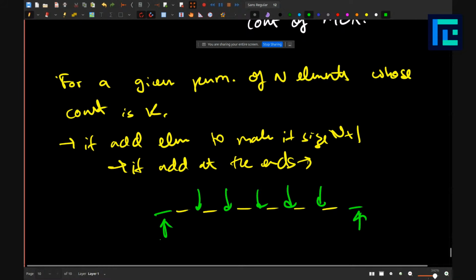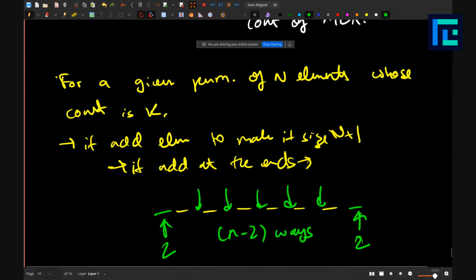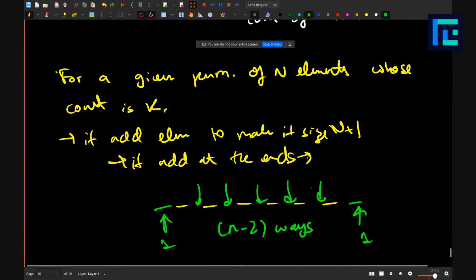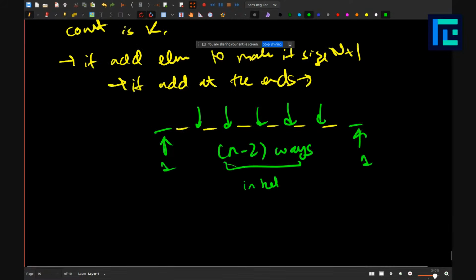So we can say that there are two ways to add at the ends and n minus 2 ways to add at the sides, right? So that's basically what we're saying. n minus 2 ways to add in between, and these two ways to add at the ends. So what conclusion is this giving us?